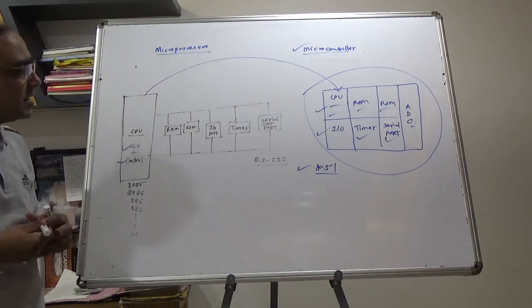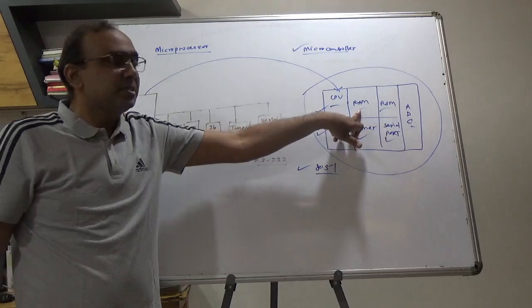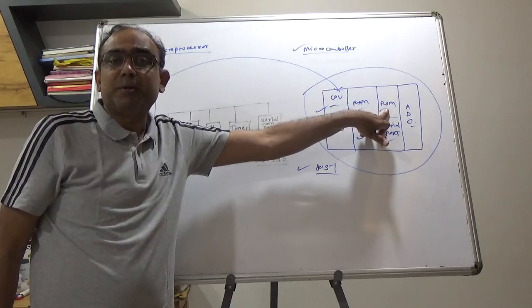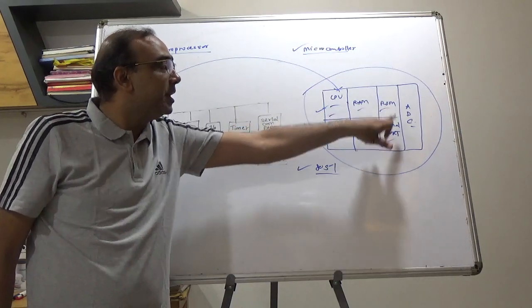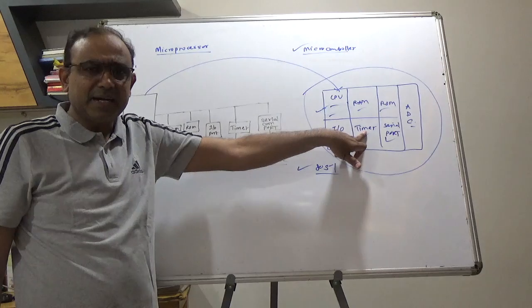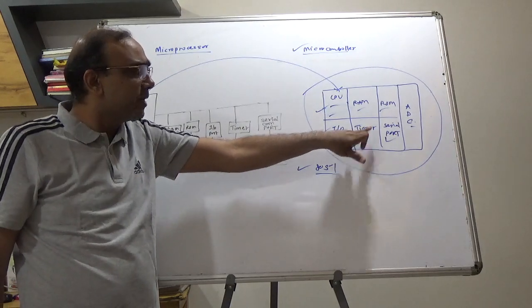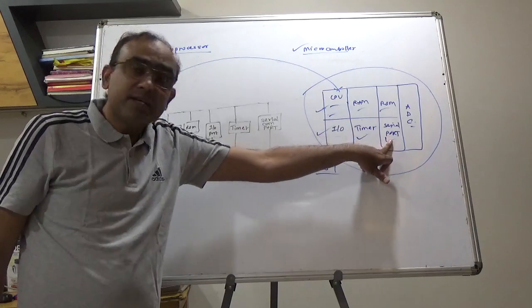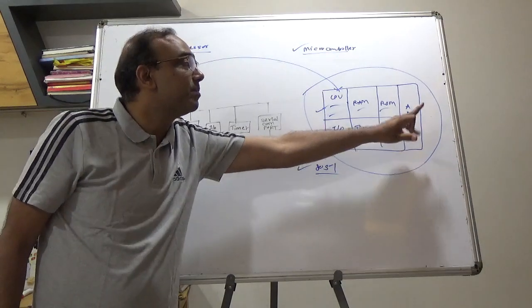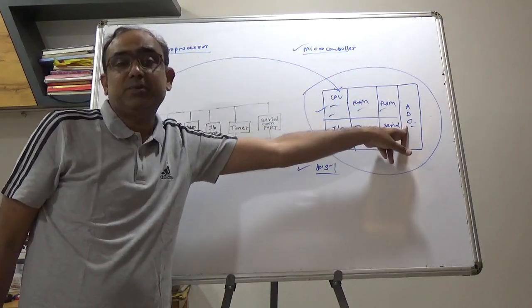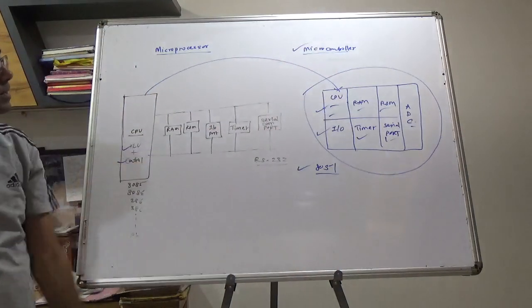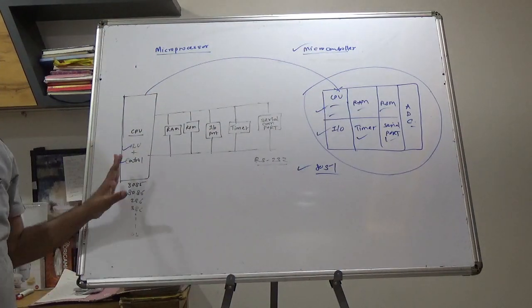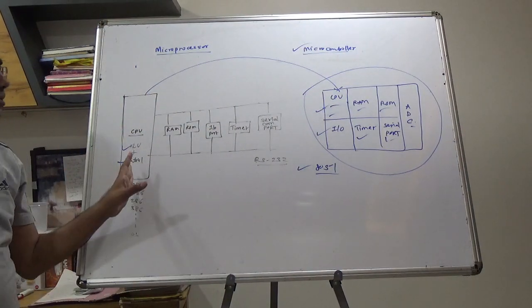Now why will there be RAM? RAM for temporary storage. Why will there be ROM? For permanent code or permanent data. Why a timer? For delay type of things, we need a timer. Then for communicating with the chip, we can have a parallel port and a serial port. For converting data from analog to digital, we have the A to D converter inside a single chip. So this is the difference between microprocessor and microcontroller.